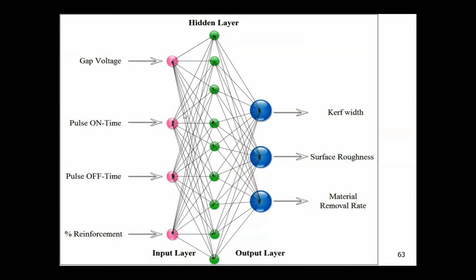In this, I have used the thumb rule. The minimum number of hidden neurons should be greater than or equal to 2 into input neurons plus 1. Here there are 4 input neurons, so 2 into 4, 8, plus 1, 9. Based on that, I have fixed the hidden layer neurons.